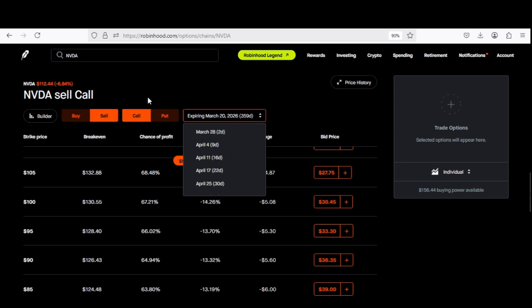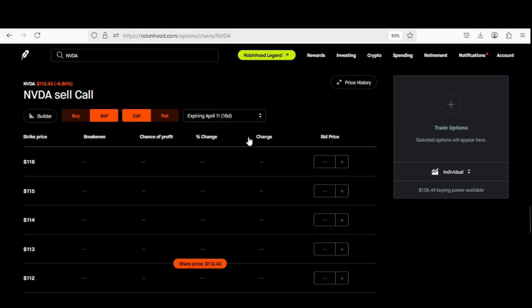Remember, the LEAPS option was a buy call. Now this new option strategy is going to be a sell call. We're going to choose April 11th strike date, which gives us about 16 days to expiration. Feel free to choose any expiration date that works for you. There's only one person that can make the best decision for your portfolio, and that person is definitely you. So April 11th it is.